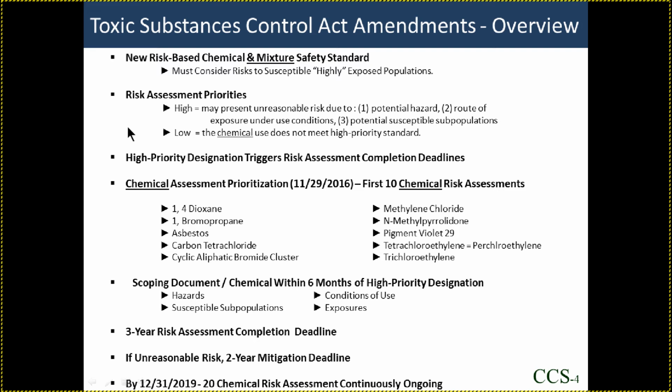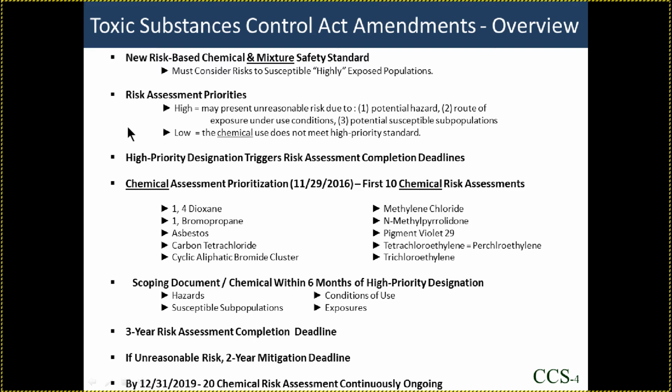Once a chemical is designated as a potential high priority, then that triggers a series of risk assessment deadlines, and we'll go through some of those deadlines in subsequent charts. But there are chemicals then in the first look where EPA can say, no, based upon the information we have, they are a low priority, and they don't do risk assessments on those chemicals, but it is based upon the information available. One of the requirements in the law is that they had to identify the top 10 or the first 10 chemicals for risk assessments.